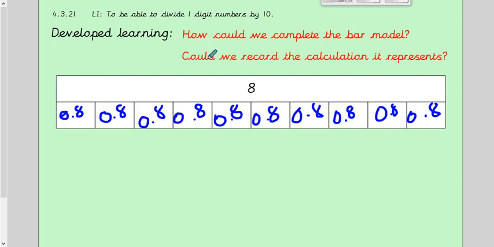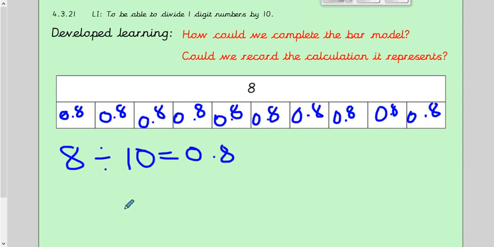So then could we record the calculation it represents? So it's representing that 8 divided by 10 is 0.8. So it's the same process as if, for example, if this was 80, you would have just put 8 in all of these, because you would have done 80 divided by 10 to make 8. It's the same thing, it's just looking at decimals now, so going into the tenths column rather than the ones and the tens. So yeah, it's just a different way of showing it.